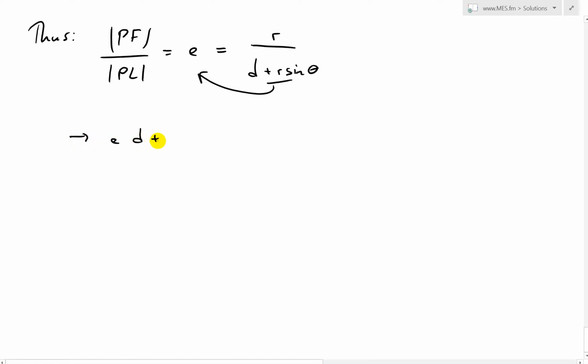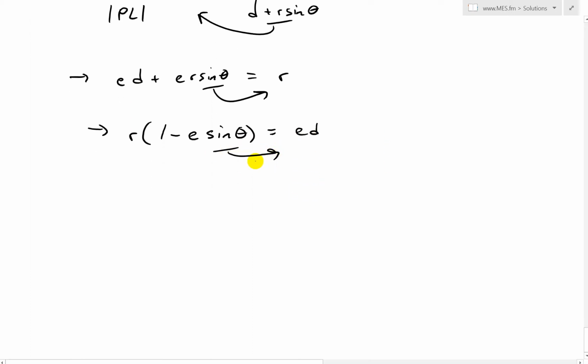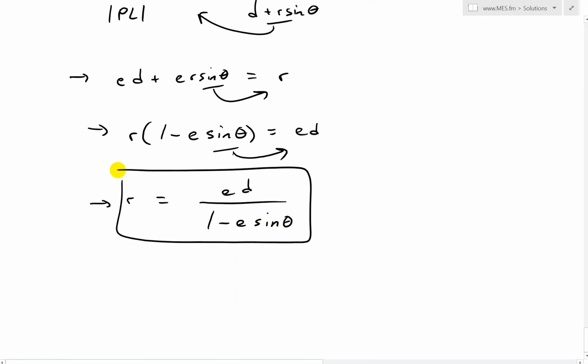So we get ed plus er sine theta like this, and on the other side it's just going to be r. So we move this over and factor out the r, so we get r times 1 minus, because it's moving over, positive goes to negative, e sine theta, and this equals the ed there. Divide this out and we get finally, as expected, r equals ed divided by 1 minus e sine theta. Circle it and we are good to go.